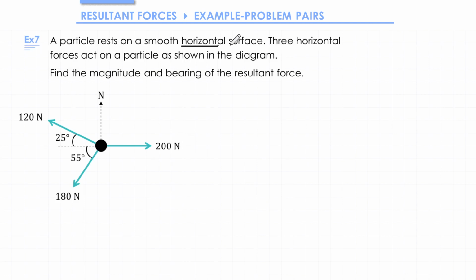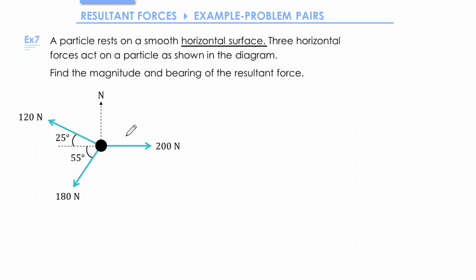We've got a horizontal surface. In the context of this question, you can imagine that this means we're looking down on this particle from above. Perhaps the particle is on a table, and there are three forces which are trying to pull it across the table. We want to find out what direction does the particle go in and how big is the force acting on it.